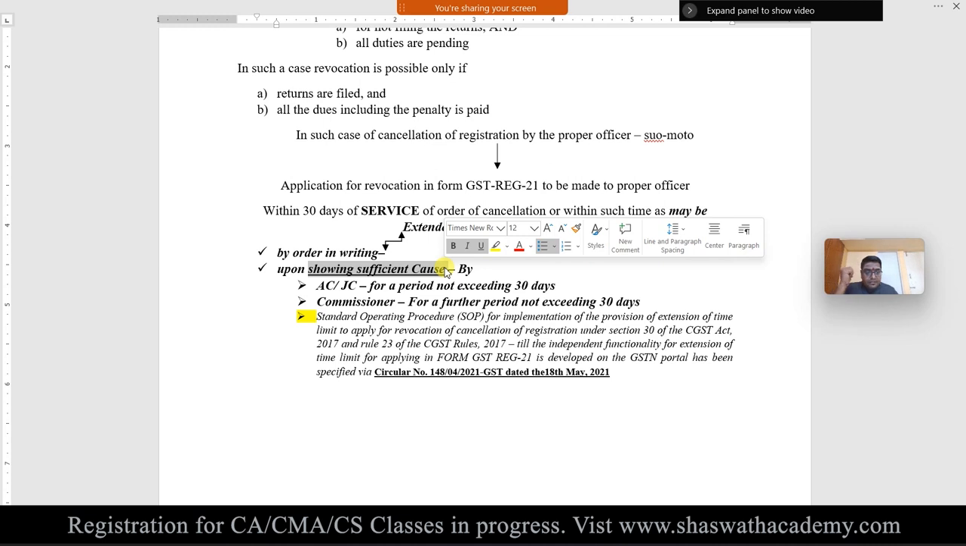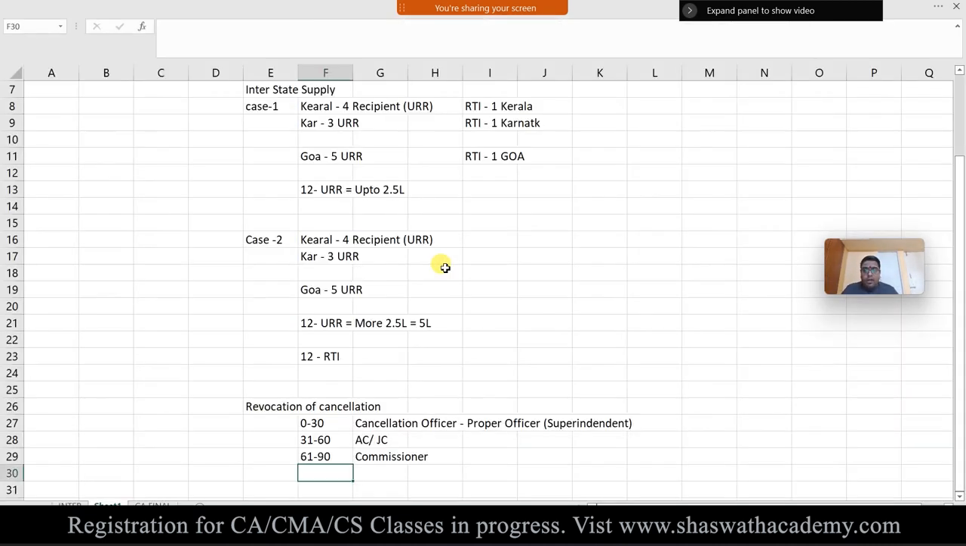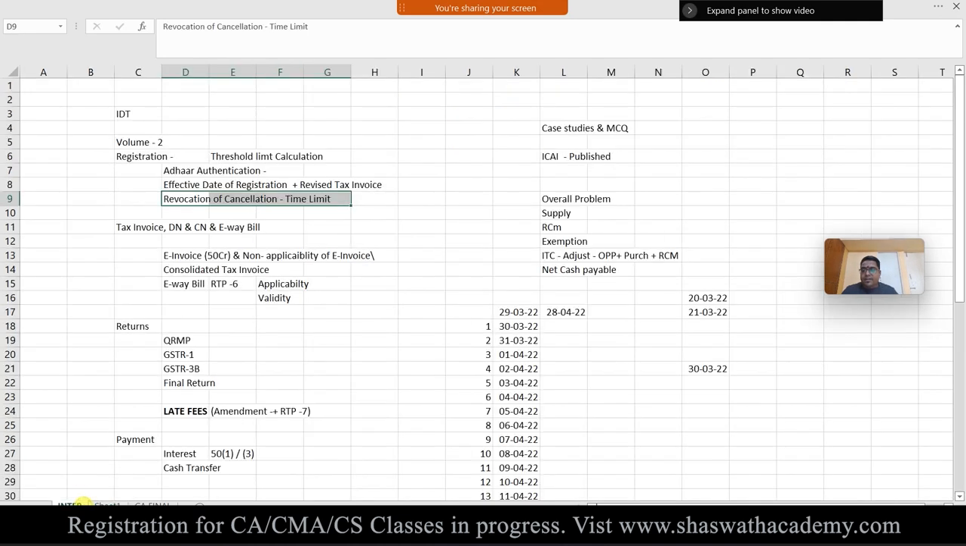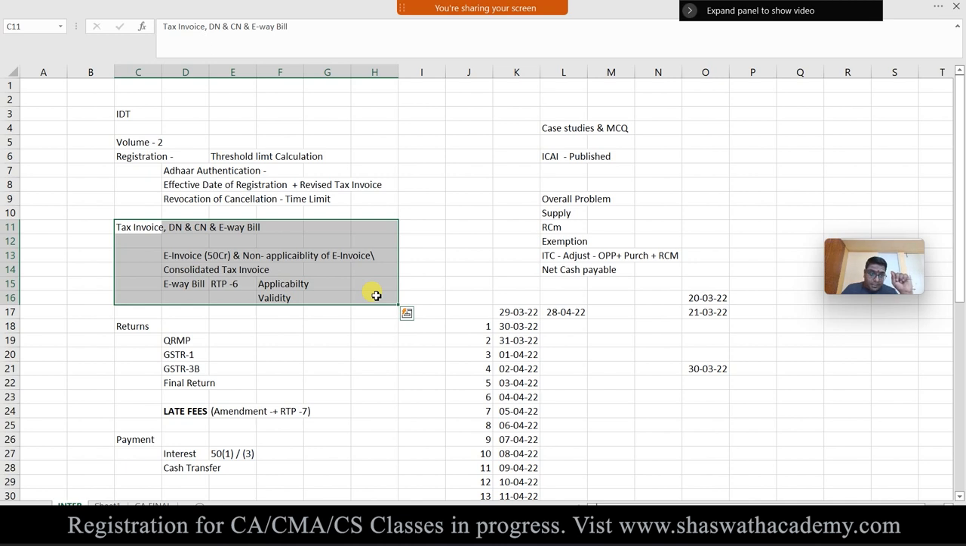Guys, are you with me, everybody? This is something which is very, very, very important. And that completes the registration chapter. I covered the latest amendment and also the important areas in an important 10-mark chapter called registration, with 5 to 10 marks of weightage. I've also stepped into revised tax invoice. My next area is tax invoice, debit note, credit note and e-way bill applicability. The objective is to cover amendments and very important areas. Now, my dear, tell me any doubt in the registration chapter you want me to address specifically.